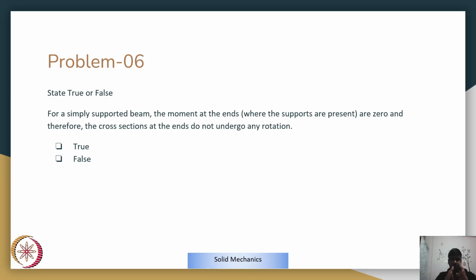Problem number 6 is a simple true or false statement. The statement which is given is as follows. For a simply supported beam, the moments at the ends where the supports are present are 0. So this is my picture of a simply supported beam, and x will vary from 0 to L, and the statement says that the moment m at x equal to 0 is 0, m at x equal to L is 0. This is what the statement says.